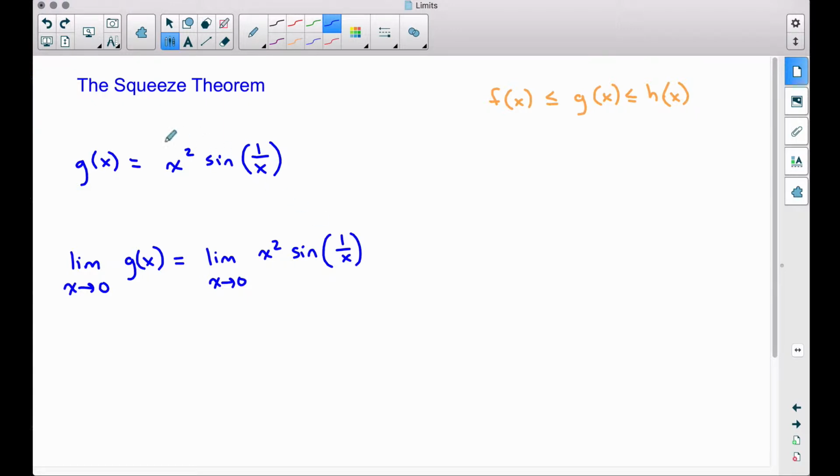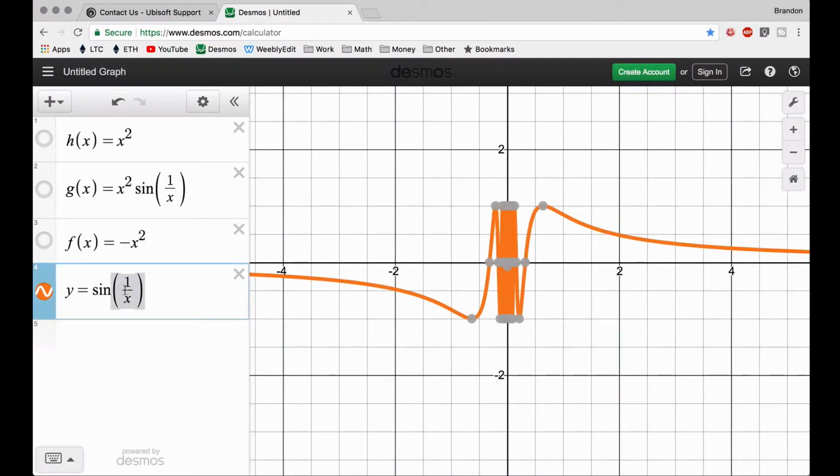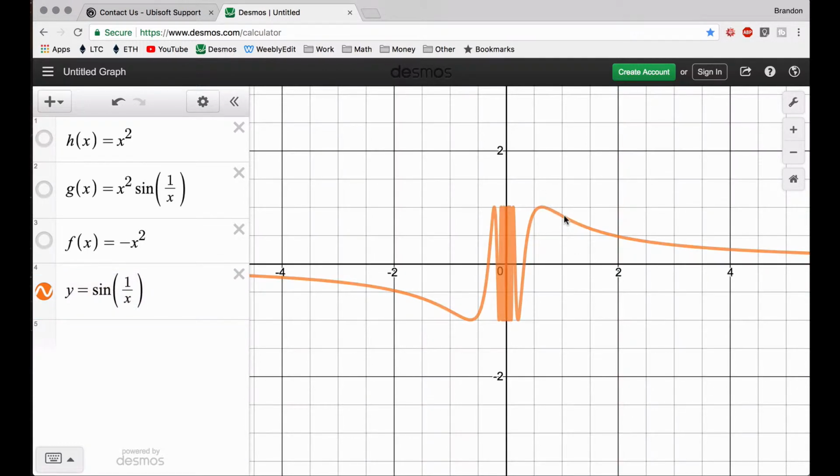But before we jump into all this, let's just look at sine of 1 over x one more time. So here we are inside of Desmos, and we have that sine of 1 over x. And what I want you to notice is that, over here, it looks like the y value is going down to 0, and over here, the y value is approaching 0. But the biggest y value that sine of 1 over x is ever going to have is 1. The smallest y value we're going to have is negative 1.